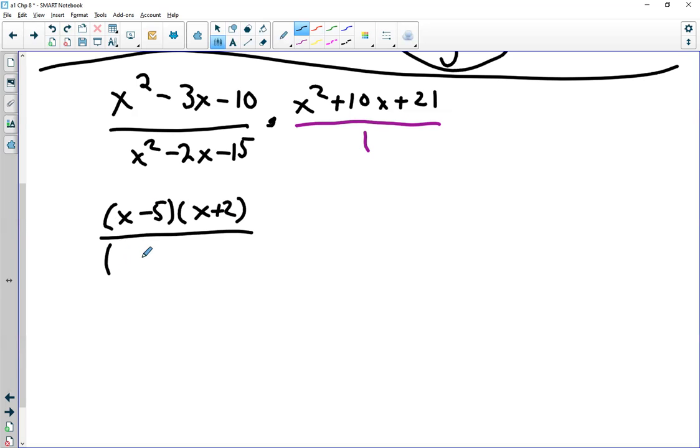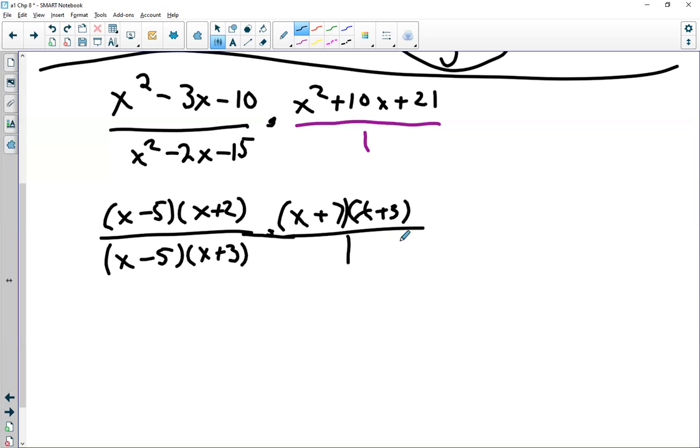This one is going to be x minus 5, x plus 3. And this one on the right side is going to be x plus 7, x plus 3. And since this is a multiplication, I can just make it one big fraction and then cross out what's in common. So I see -5s on top and bottom, and I see a plus 3 on top and bottom. So all I'm left with is x plus 2 and x plus 7. This is a 2 and this is a 7. Again, the better you get at factoring, the faster you can do this stuff.